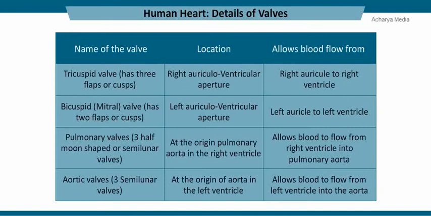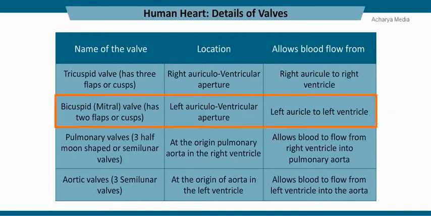Look at the table showing the location and the role of different valves in the flow of blood. Tricuspid valve present at right auriculoventricular aperture is made up of 3 flaps. It directs the flow of blood from right auricle to right ventricle.